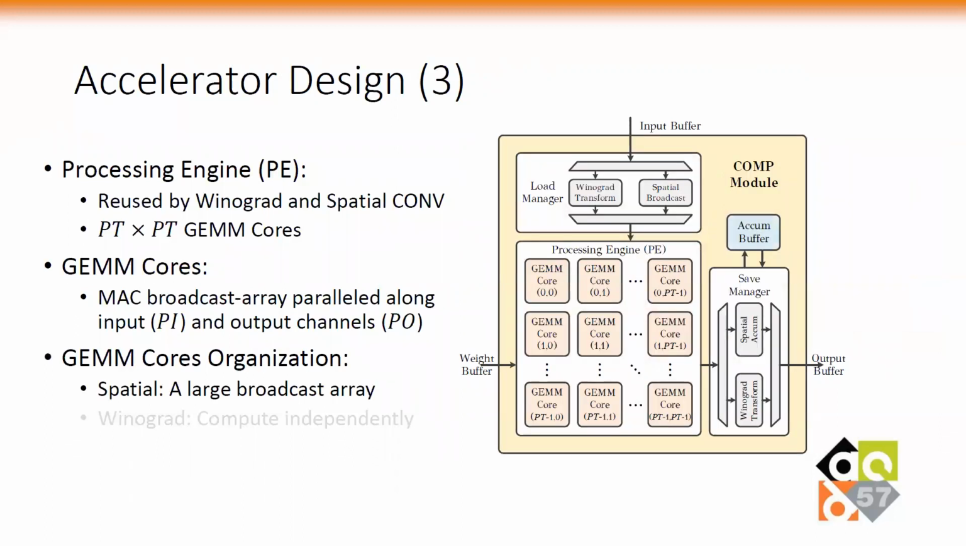For different convolution modes, these GEMM cores are organized with different patterns. For spatial convolution, all GEMM cores are constructed into a large broadcast array and work together. But after the Winograd transformation, the original convolutional layer is converted to PT times PT independent GEMM computations. So for Winograd convolution, each GEMM core will take care of one GEMM computation and work independently.